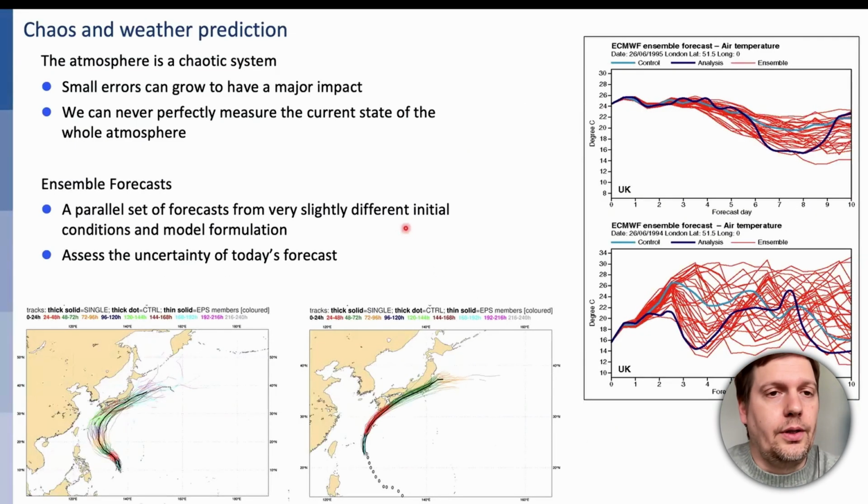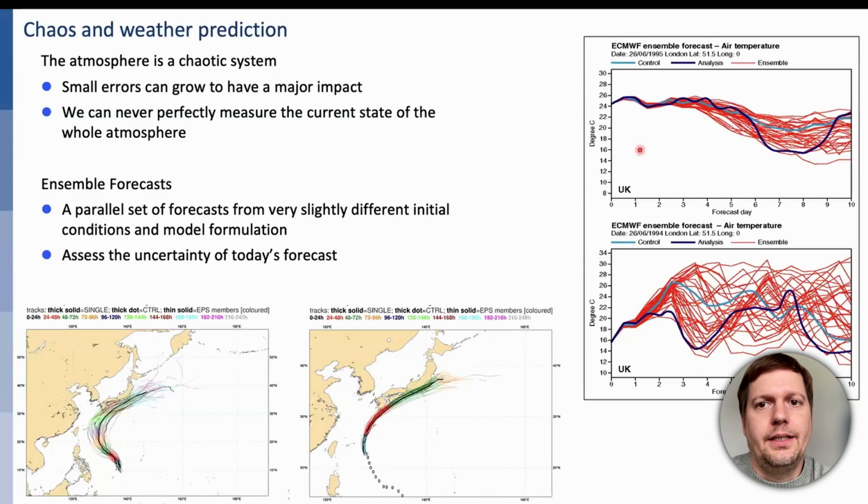And in fact, this also applies to the atmosphere, as I said. And usually to quantify forecast uncertainty, we run ensemble forecasts, which means a parallel set of forecasts from very slightly different initial conditions and a slightly different model formulation. And this then lets us assess the uncertainty associated with the forecast.